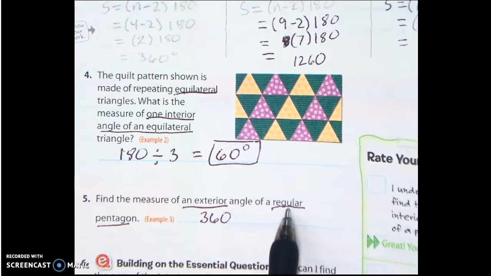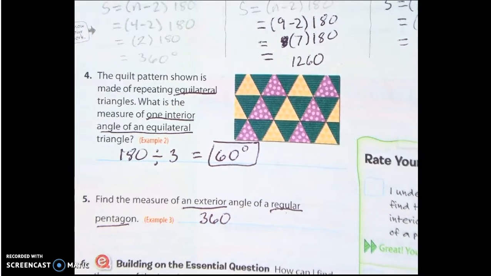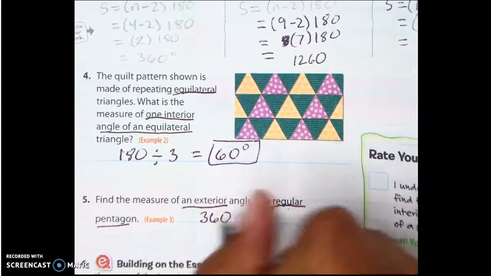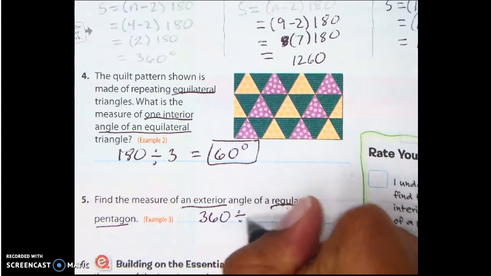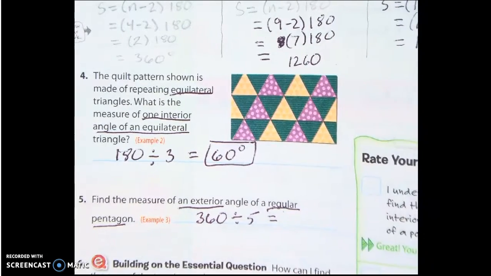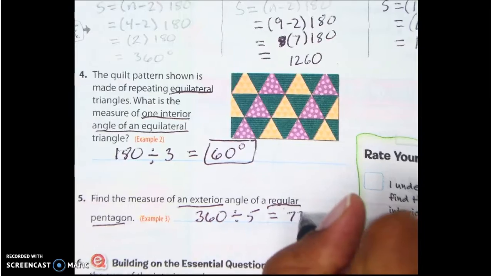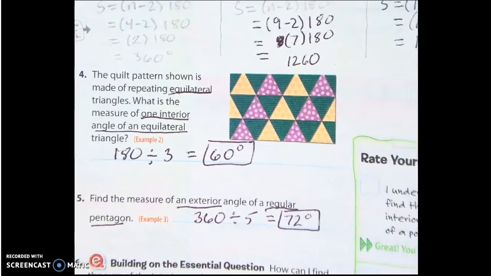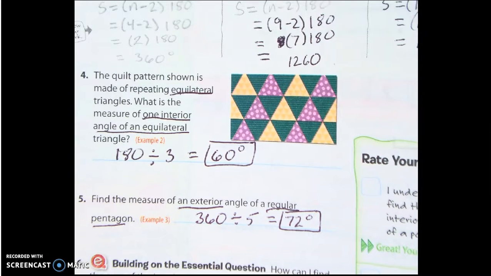So we know that 360 degrees is the sum of all the exterior angles. And since this is a regular pentagon, well, pentagon means a 5-sided shape. So to find out for one, we're going to divide the 360 by 5. So 360 divided by 5 gives us what? 72 degrees. Because I just divided 5 into 360 degrees.